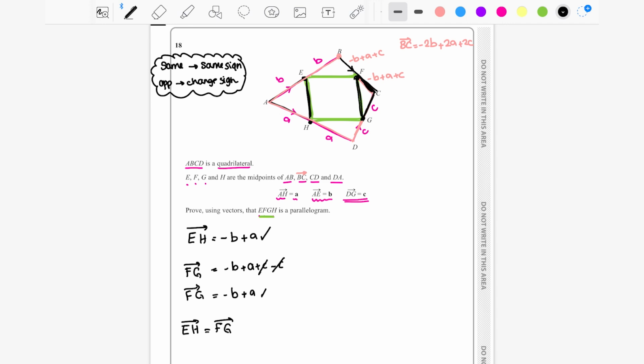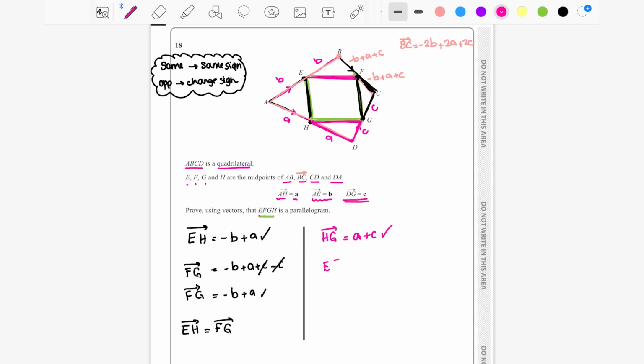So I write here, EH is equal to FG. So I've proven that these two are parallel to each other. Now let's do the other side. Let's pick another color. Let's look at EF and HG. I'm going to start with HG. To get from H to G, I'm going in the same direction, so it's positive A. In the same direction, so it's positive C. Done. Now I want to get EF.